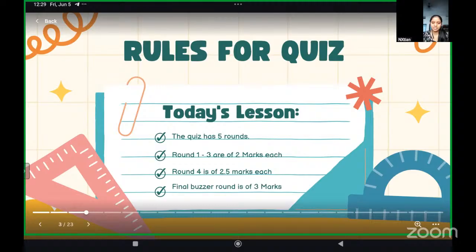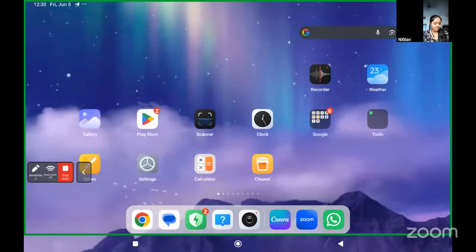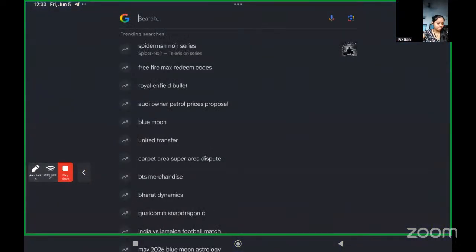For round four, it's a buzzer. Round five is the final buzzer, in which the question that will come is 3 marks. Only one question is there, 3 marks. Whoever answers that question will directly get 3 marks. That is your final buzzer. So I'm going to spin the wheel.